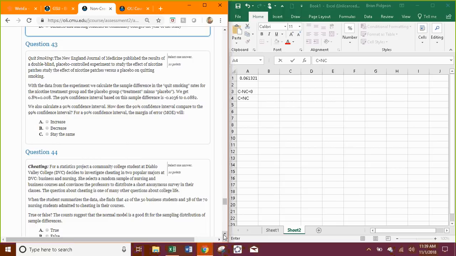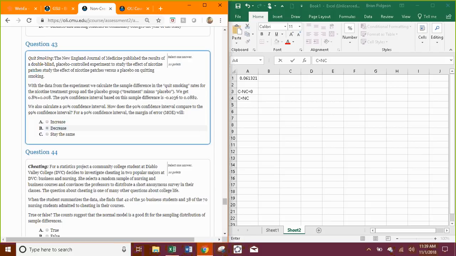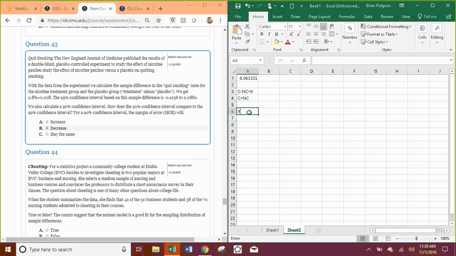All right. We have a confidence interval question about margin of error. We also calculate a 90% confidence interval. How does a 90% confidence interval compare to a 99%? Well, with a 90% confidence interval, the margin of error will decrease.